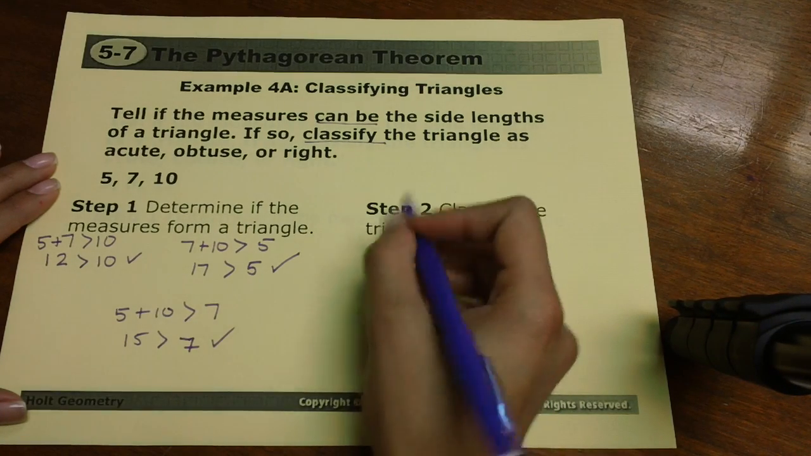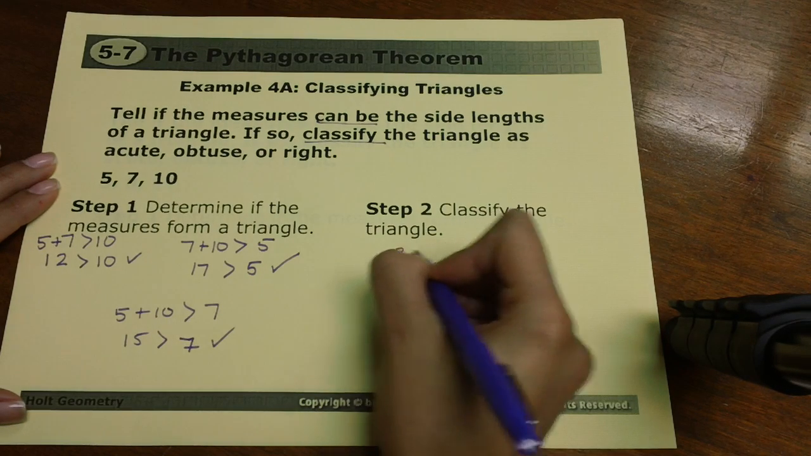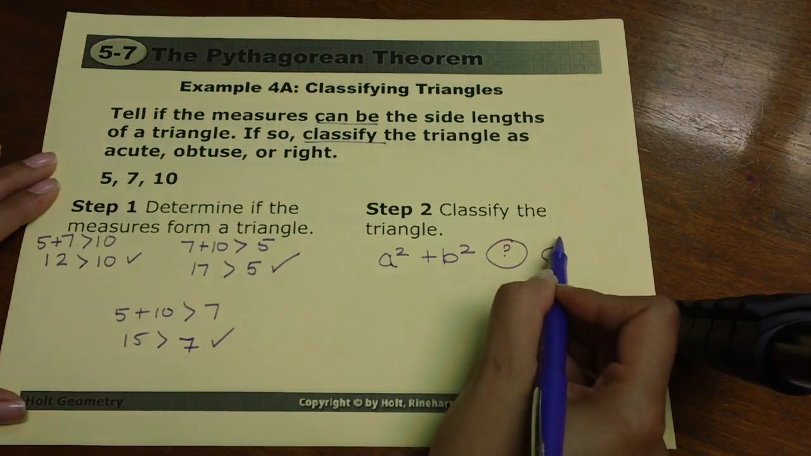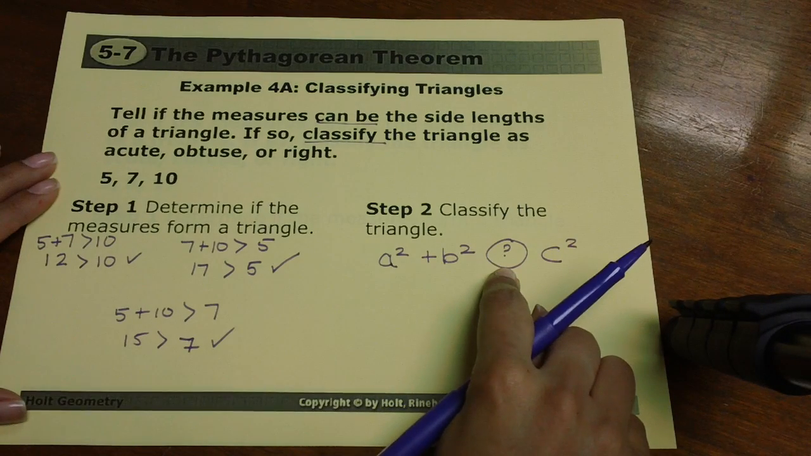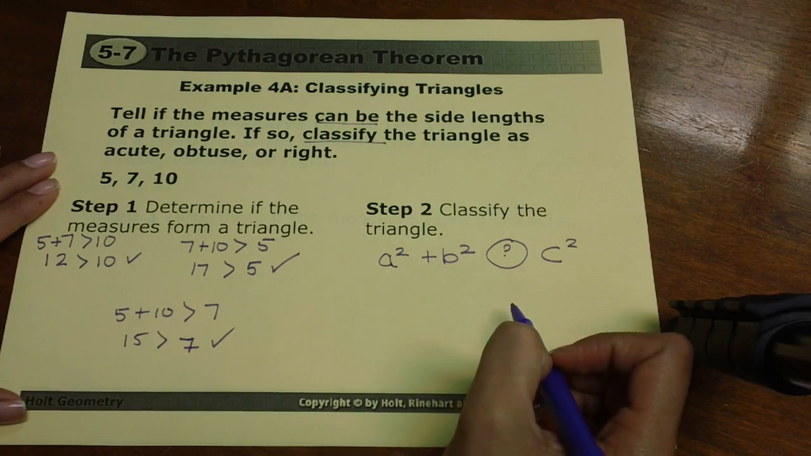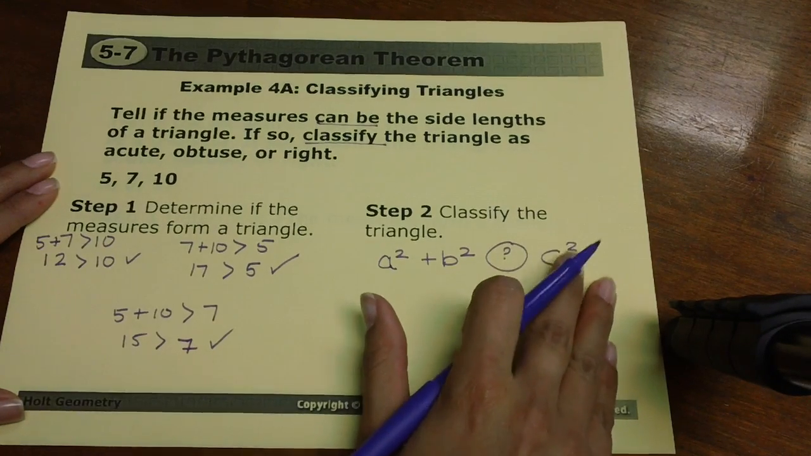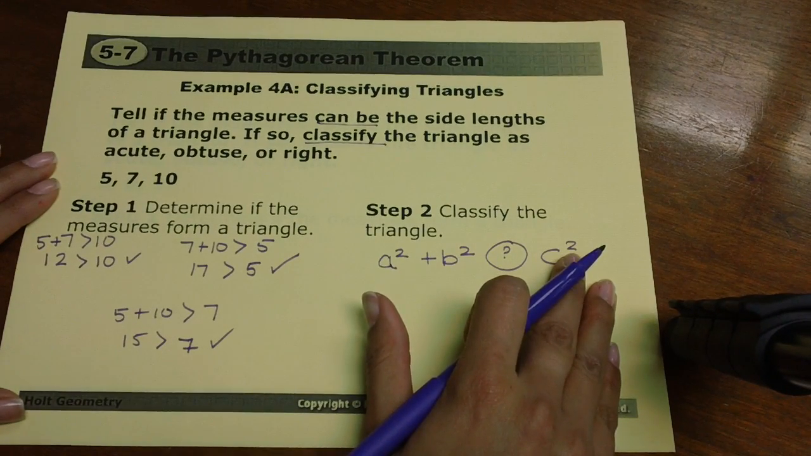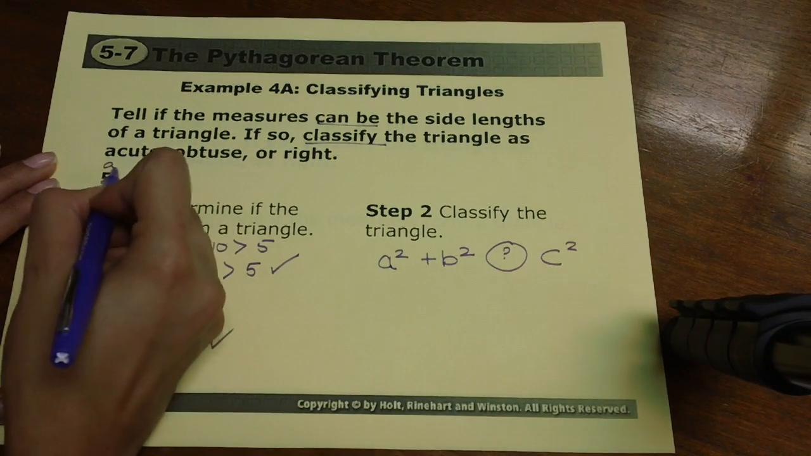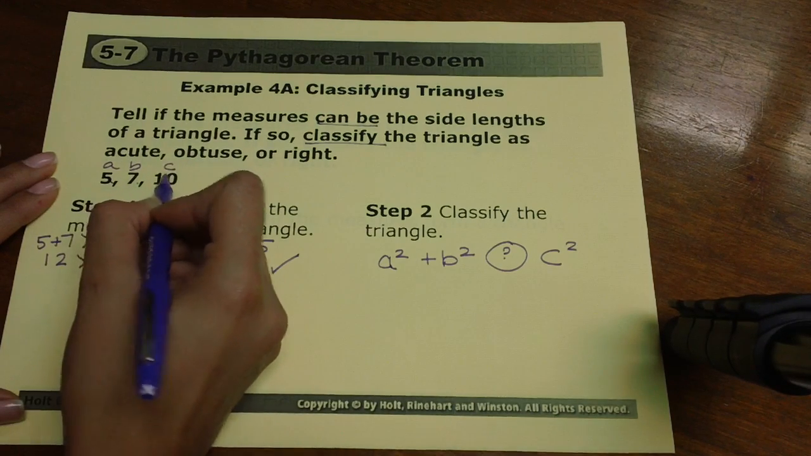The way we do that is we're going to use the Pythagorean Theorem. So I have a squared plus b squared, and we don't know what this is going to be. If it's equal to c squared, then it's a right. If the c squared is greater, then it's going to be obtuse. If the c squared is less, then it's going to be acute. So first we have to figure out what the relationship is between them. The two smaller values are going to be our legs, and then the larger value is going to be our hypotenuse.